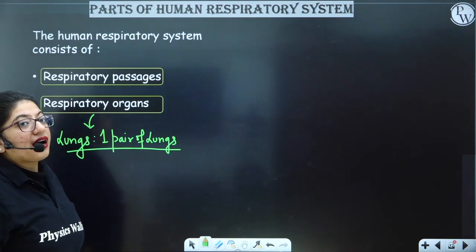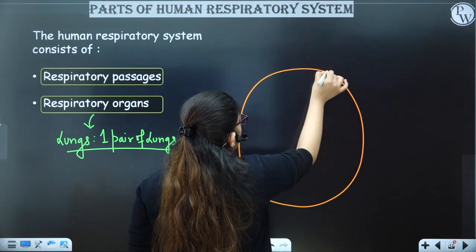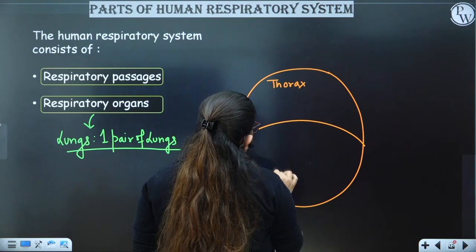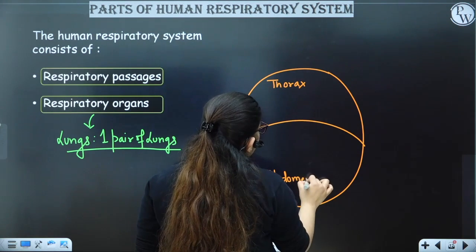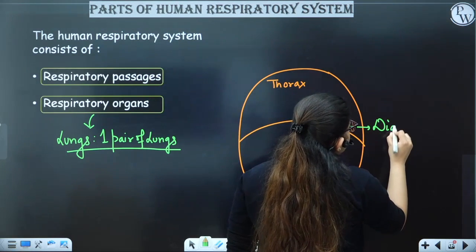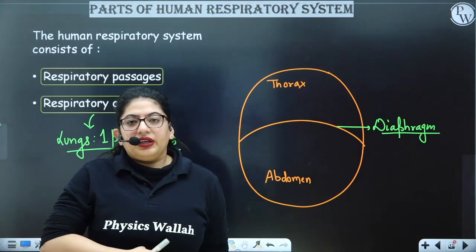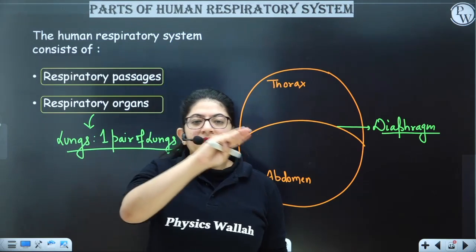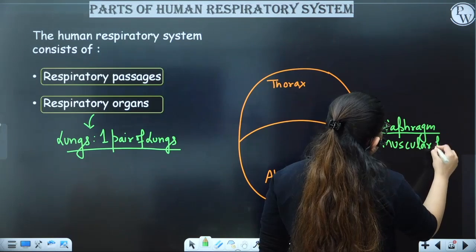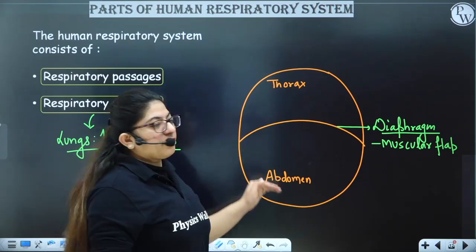So where are our lungs present? Our body is divided into two parts. The upper part is the thorax and the lower is the abdomen. What is the thing that divides the body into thorax and abdomen? That is a muscular flap-like structure, the diaphragm. What is it made up of? Muscle. It is a muscular flap. By this, your body gets divided into two parts, the thorax and abdomen.